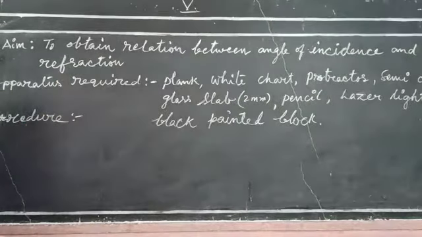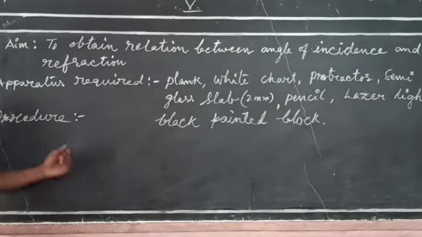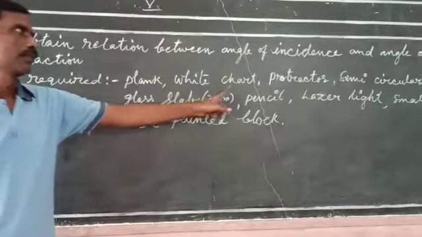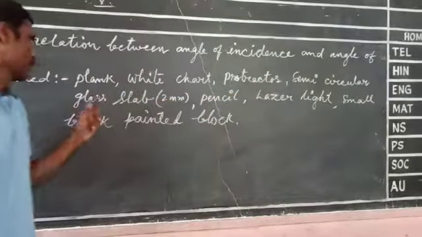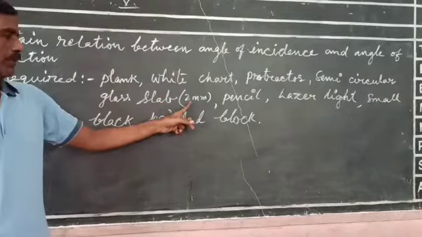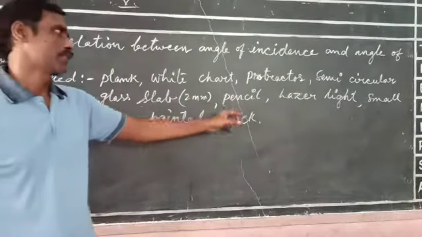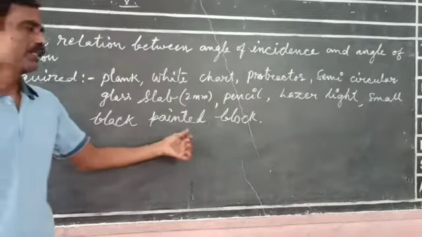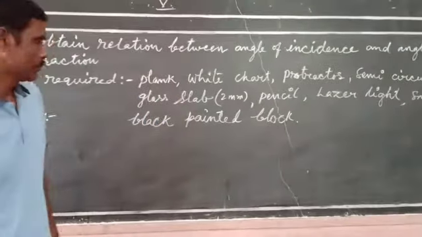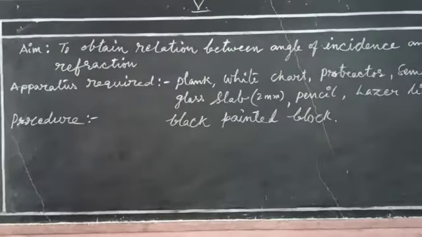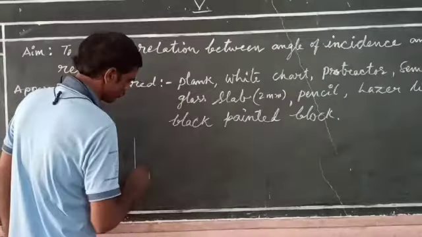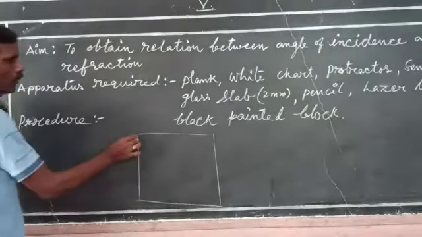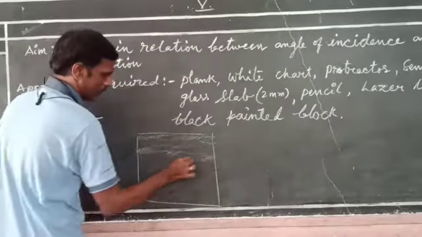To carry out this activity, we need the apparatus: plank, white chart, protractor, semicircular glass slab of 2 mm thickness, pencil, laser light, and a small black painted block. Now, procedure. Take a plank and fix a white chart on this plank.